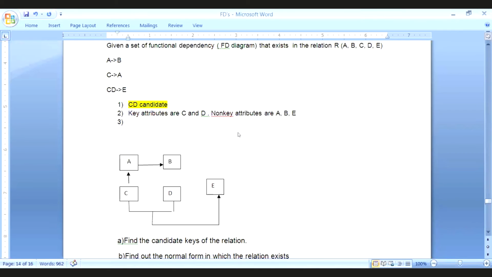Now you will see that it is already in 1NF, because in an RDBMS we consider the relation to be in 1NF until and unless a data set is given to you. Now consider whether it is in 2NF or not. We are going to find in which normal form the relation is. So what is the definition of 2NF? Just see whether it is violating the definition or not.